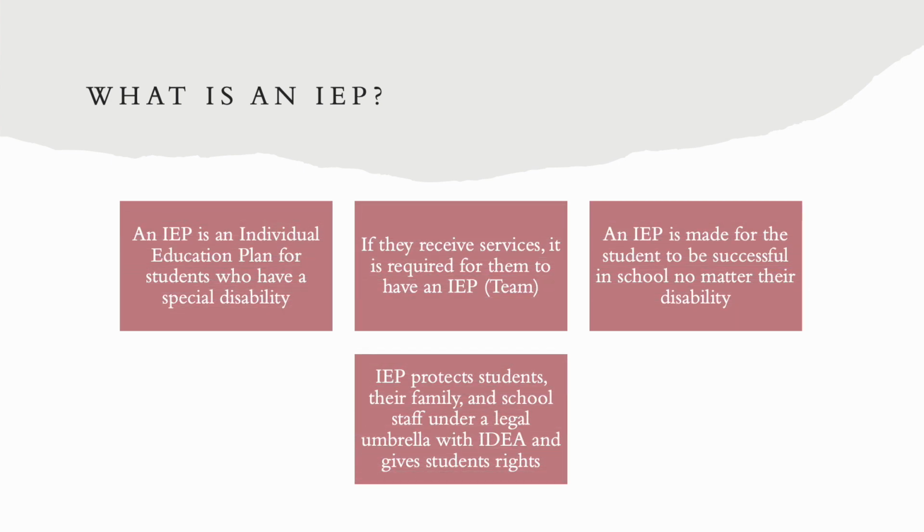So, what is an IEP? An IEP is an individual education plan for students who have a special disability under the Individual Disability Education Act, or IDEA. If they are diagnosed with a disability that falls under that umbrella and they receive services for said disability, then they must have an IEP. An IEP is created for the students to be successful in school no matter the disability. An IEP protects students, their family, and school staff under a legal umbrella with IDEA, and this also gives students rights.